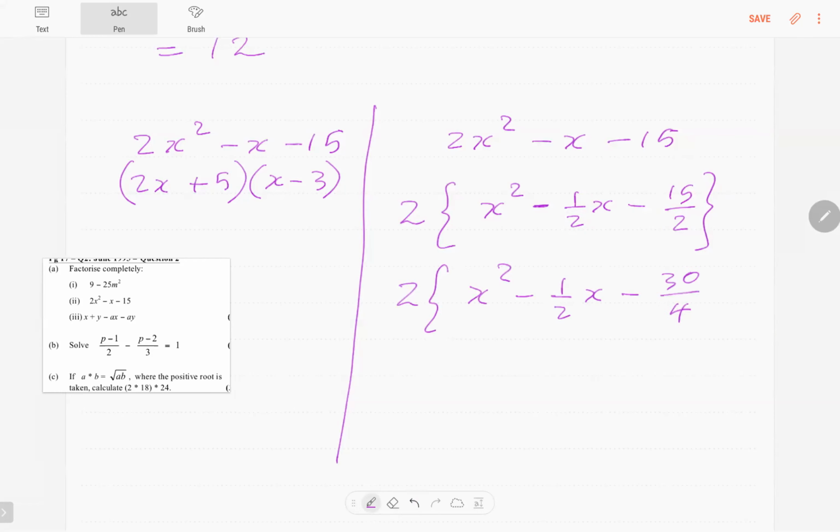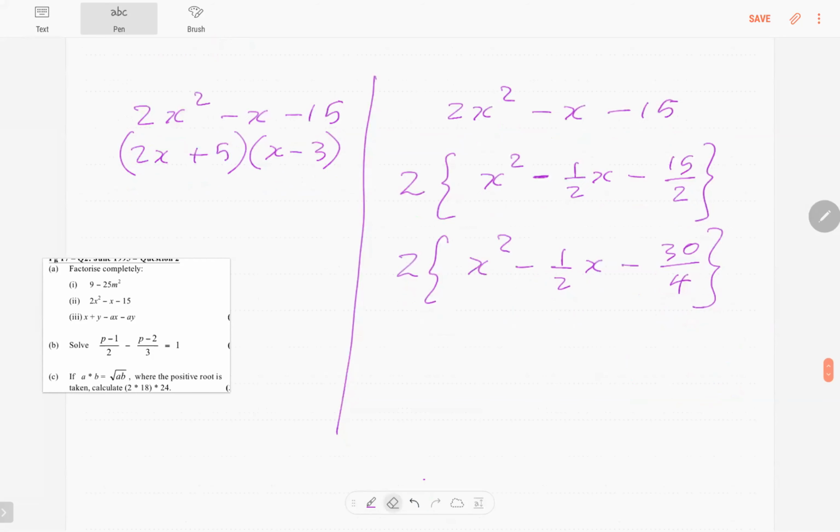Why do I do that? Because I want to say something over 2 times something over 2 are the factors of the 30 over 4, and then the difference between the two somethings must be minus half. That is the idea. That's why I put this as the square of this, or the denominator to be 2. And if I'm applying the approach that we did earlier, it's just that you're doing it with fractions now.